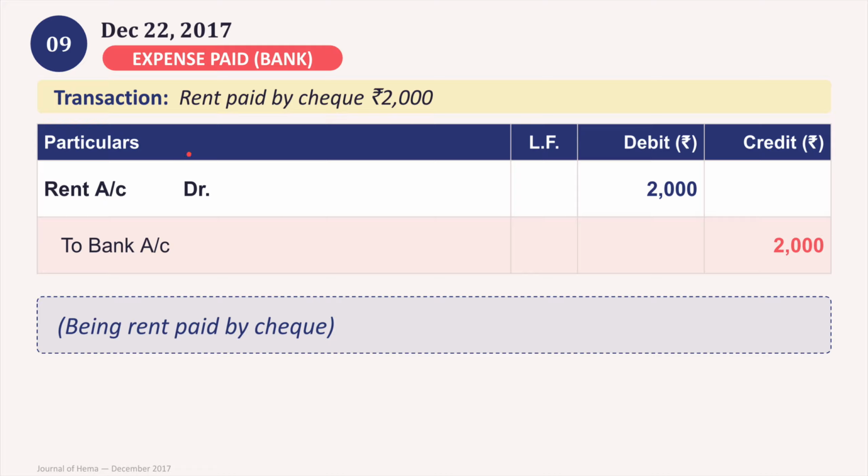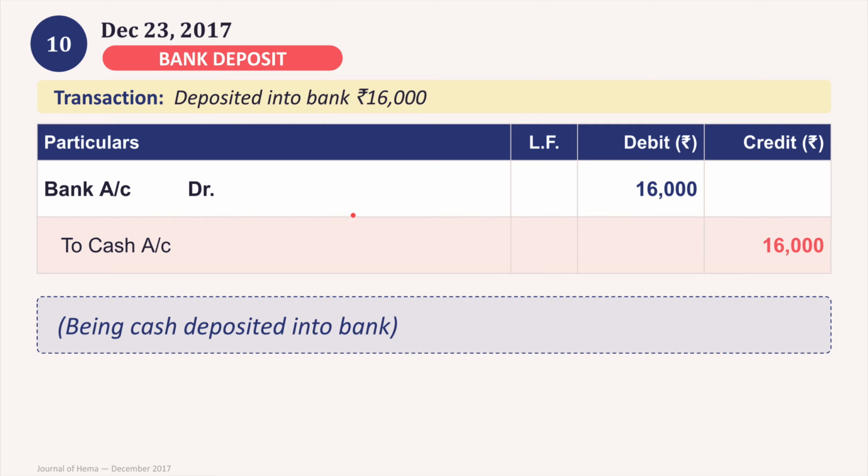Next, expenses paid. Rent paid by check. Rent account you will debit because it is an expense. So since it is paid by check, you will credit bank account. Okay, so 2,000, rent being paid by check. Next, deposited into bank 16,000. Same. So bank balance is going to increase.